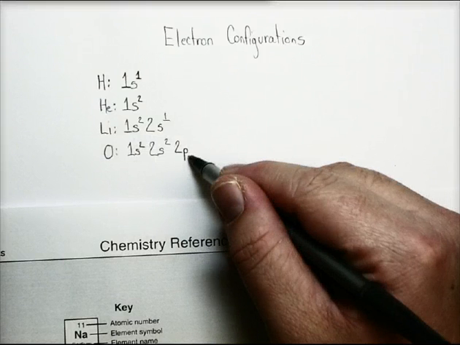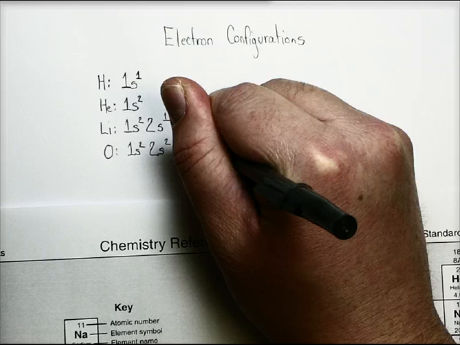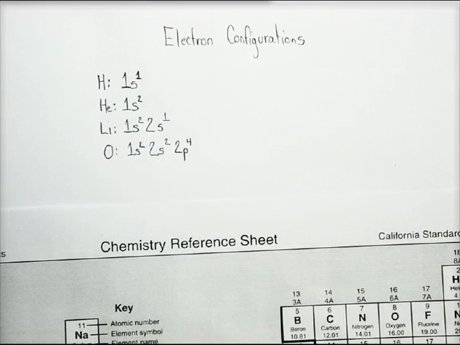And again, this just tells us where everything is. So in oxygen, we have 2 in the 1s sublevel, 2 in the 2s sublevel, and then 4 in the 2p sublevel. Alright, this is going good so far.